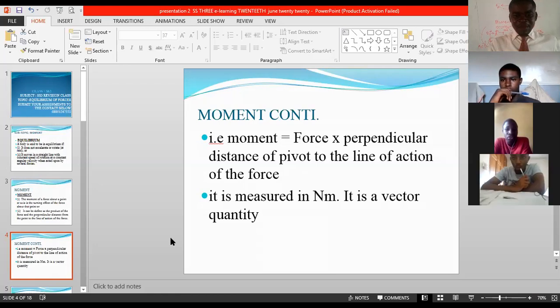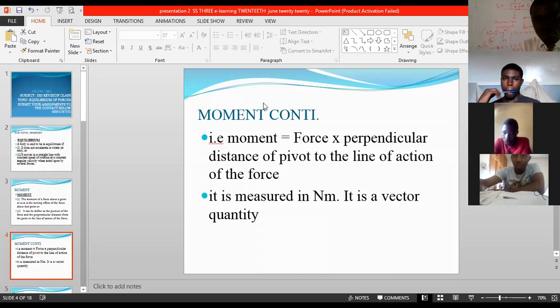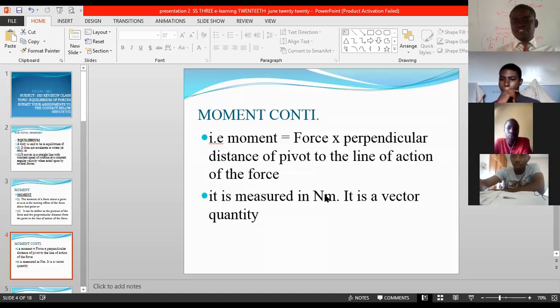Next, we said the moment of a force is measured in Newton meter. That is a derived unit because force is measured in newtons and distance is measured in meter. So the unit will be Newton meter. Now, for objective tests, which other quantities have the same unit as moment? Give me 4 quantities. I taught you in SS1. Give me 4 quantities that have the same unit as moment.